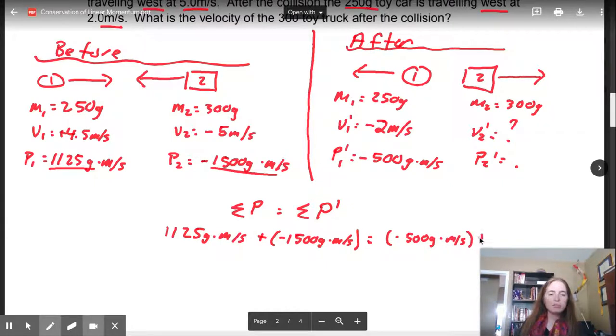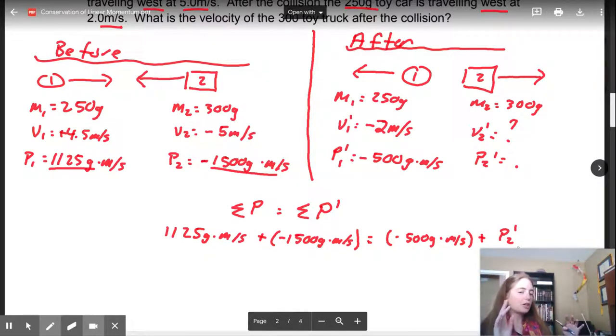Okay. Plus my P2 prime. So that is what we have here. Okay. So we're trying to find the velocity afterwards. So we've got a couple of different ways we can go about it. I'm going to start this by solving for my P2 prime, and then afterwards I will do the P equals mv. But if you want, you're welcome to just integrate it into your equation and then do it all in one piece. Okay? Either way is fine.